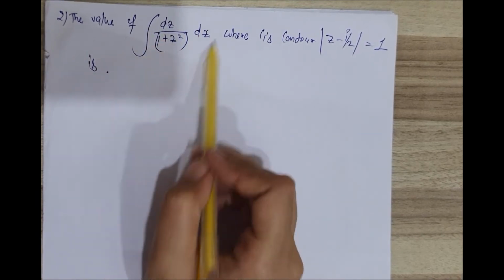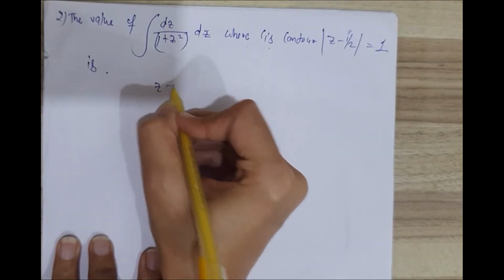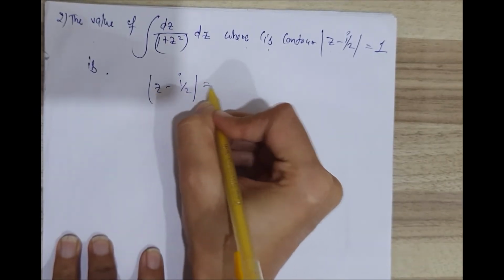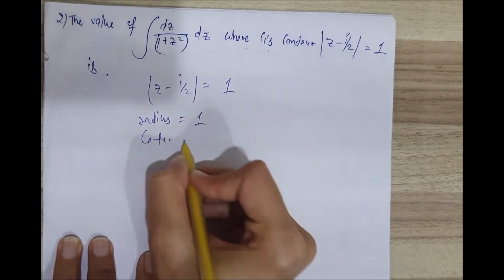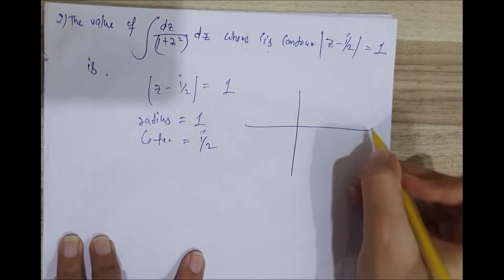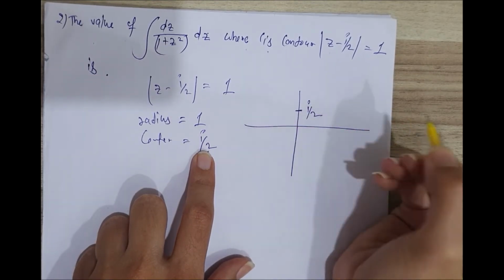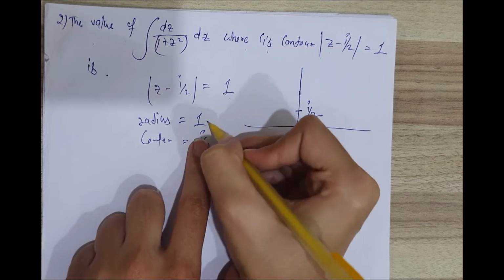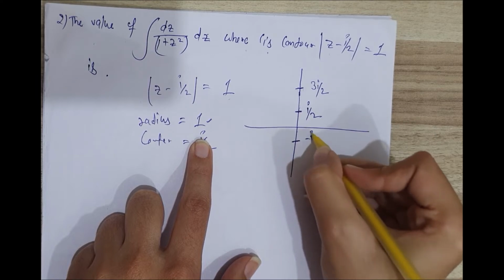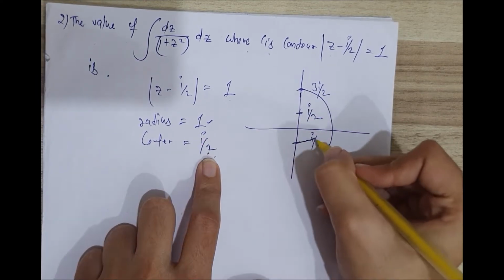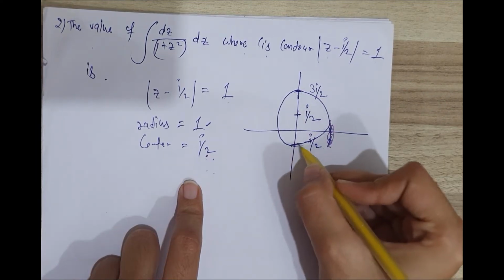Second question: the value of this function where C is the contour |z minus iota| = 1. Here the radius is 1 and the center is iota by 2. It means that it will be somewhere here, and the radius is 1. It means at 3 iota by 2 and minus iota by 2. This will be a circle. I have not made a proper circle.